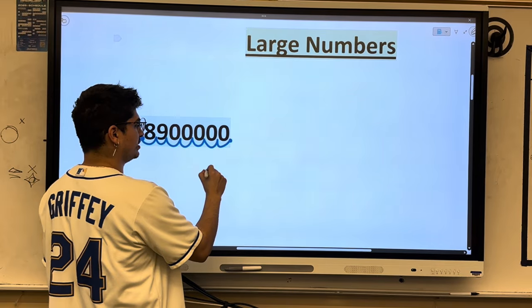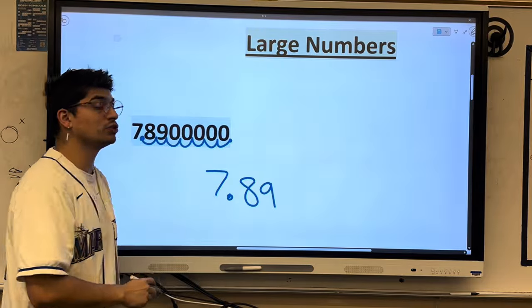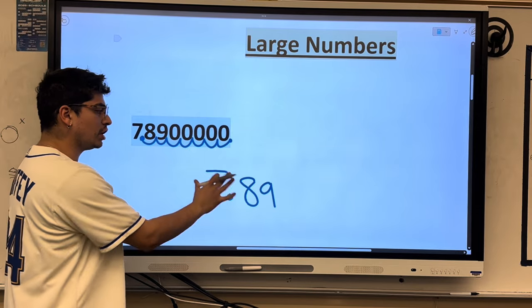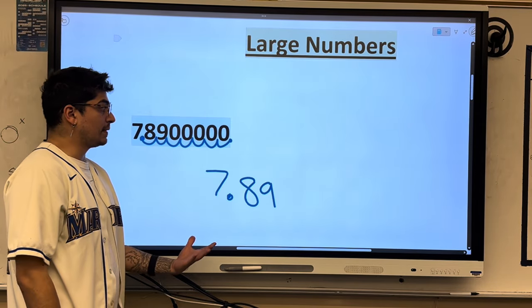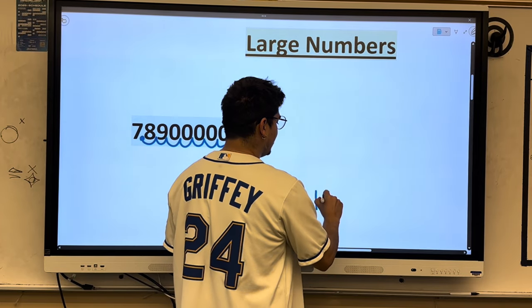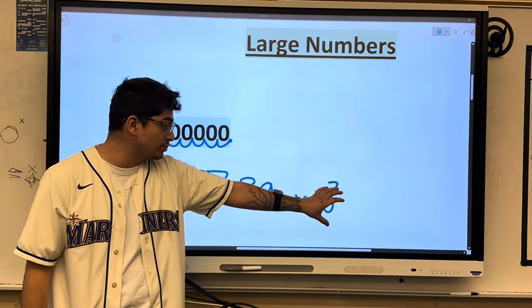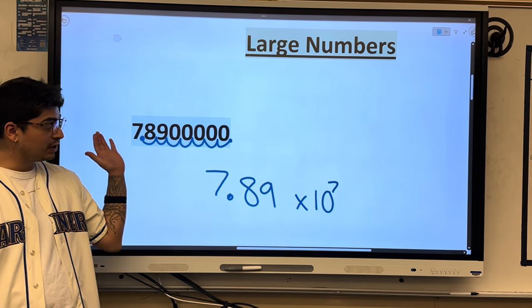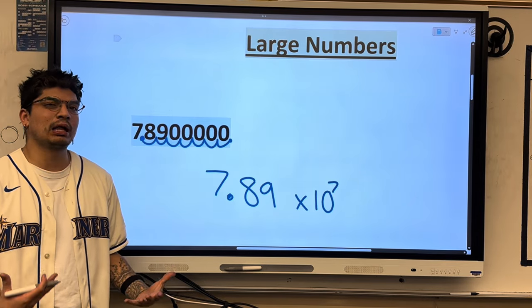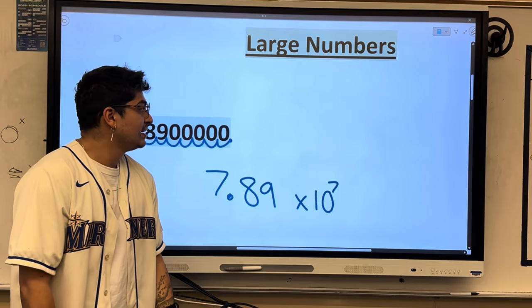So my new number is 7.89, because again, you need just one number in front of that decimal point. You can't have more than that. Scientific notation is just one. So I moved it 7 times, right? So that'd be timesing it by 10 to the 7th power. Because if you actually represented this as a number and you multiplied this number, you'd end up coming back to this full large number. Those zeros kind of help us doing that by multiplying by 10 or whatever this ends up being, like a million or so, right?